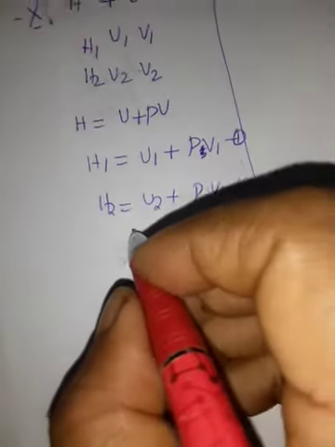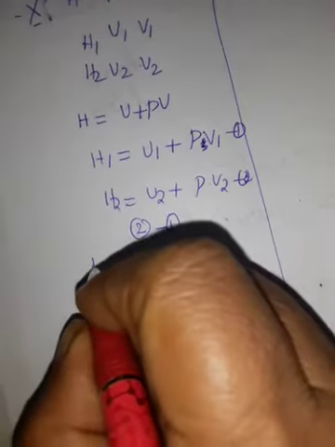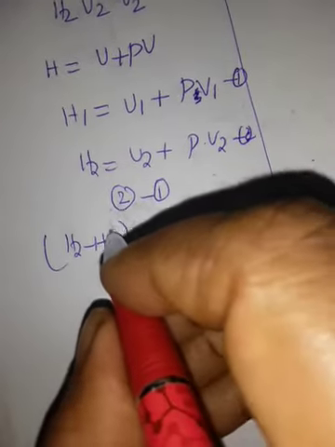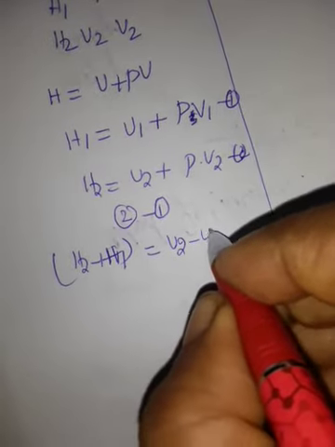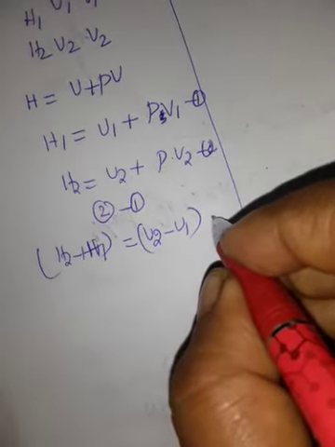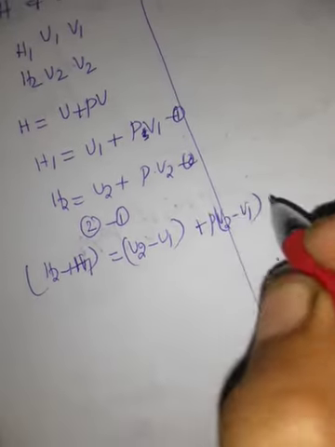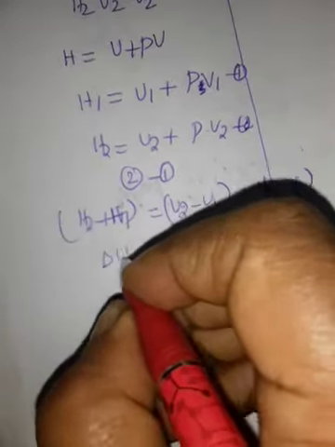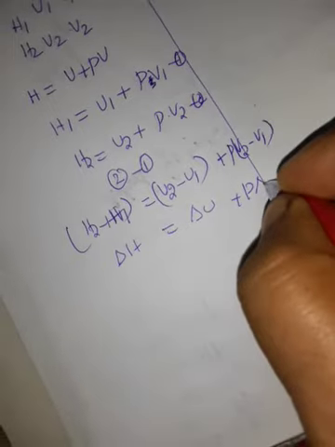So change in enthalpy, 2 minus 1. So H2 minus H1 equals U2 minus U1 plus P into V2 minus V1. So this is del H equal to del U plus P into del V.